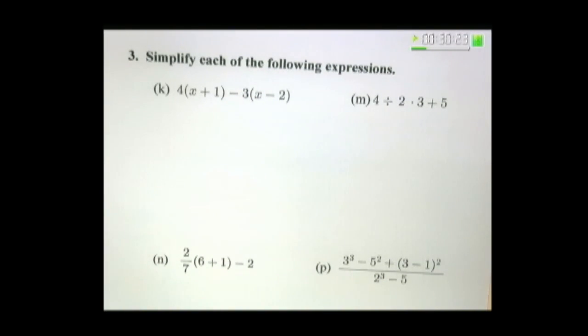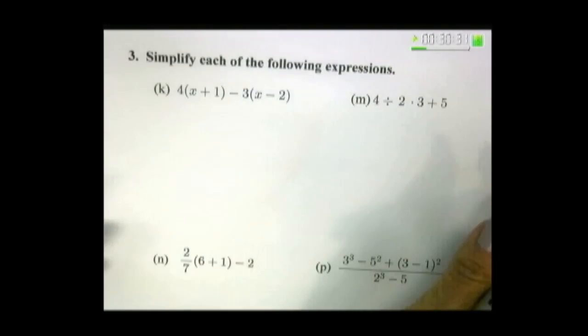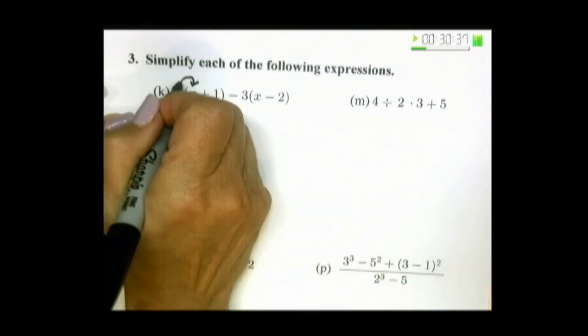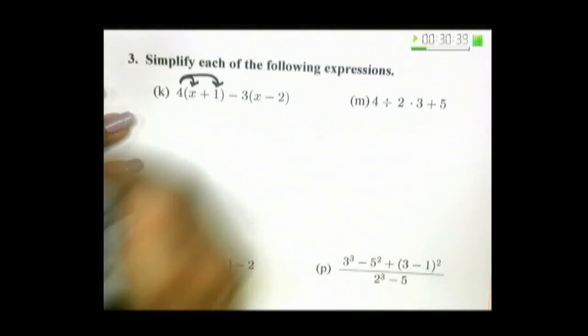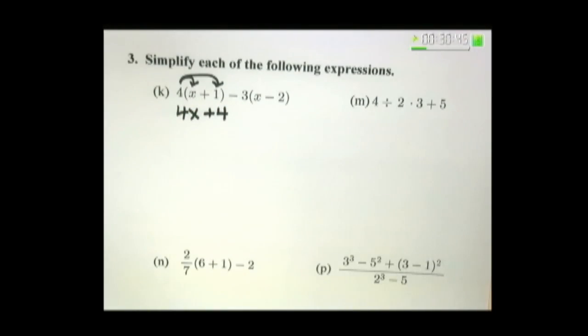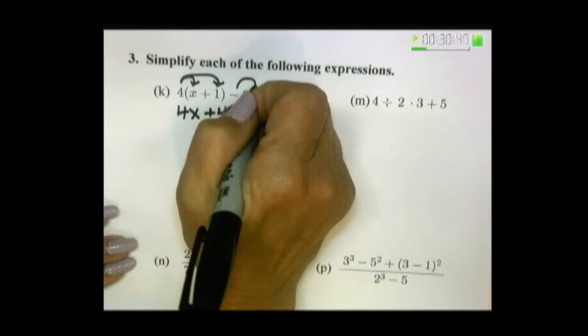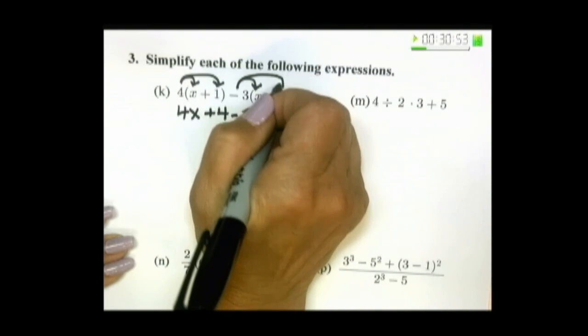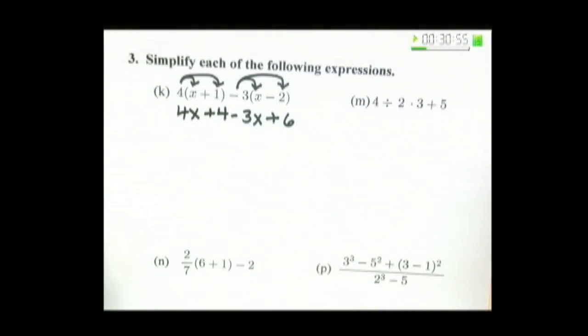More simplifying using the order of operations. Well, actually we're going to be distributing. There's nothing we can do in those parentheses, so we're going to multiply and then we're going to combine like terms. So I'm going to multiply 4 times x and 4 times a positive 1, and I'll get 4x plus 4. Now next I'm going to multiply a negative 3 times x to get negative 3x, and a negative 3 times a negative 2 to get a positive 6. So 4x plus 4 minus 3x plus 6.